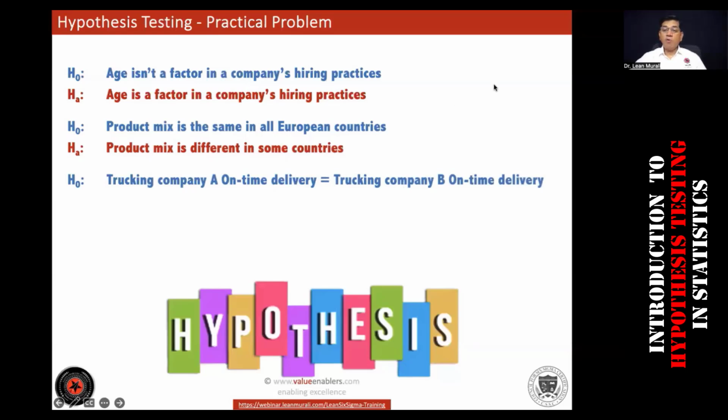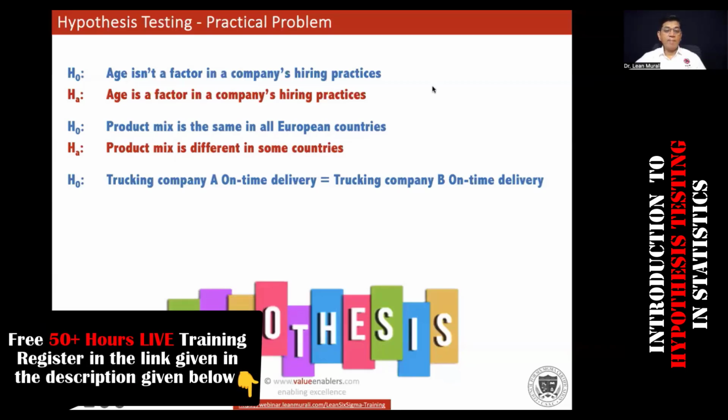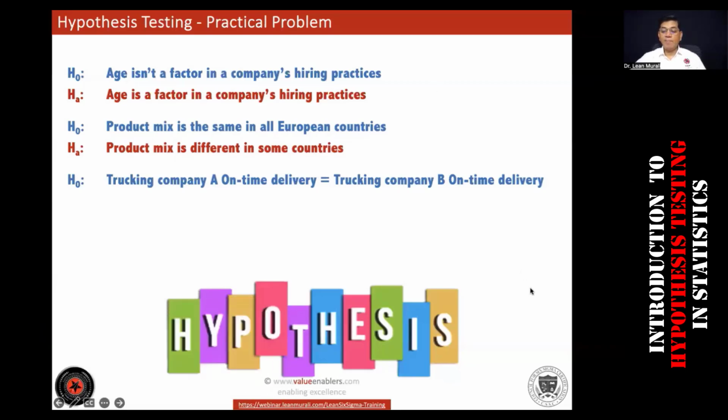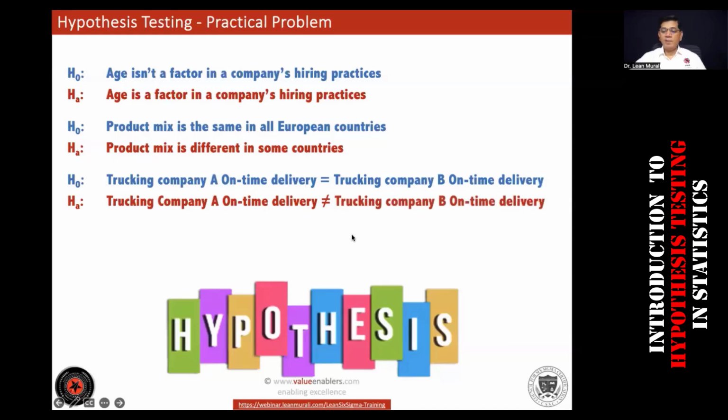Now, the delivery of company A and delivery of company B is the same. That is a null hypothesis. What is the alternate hypothesis? I'm sure all of you will type: they are not equal, they are different. Not equal can have three things. It's not equal means it can be less, it can be more. So you have to state your null hypothesis and alternate hypothesis.